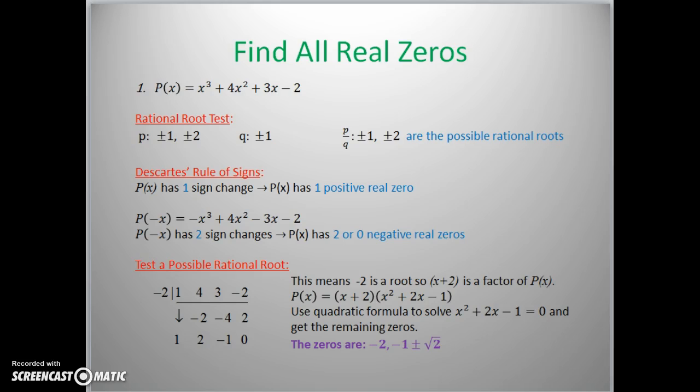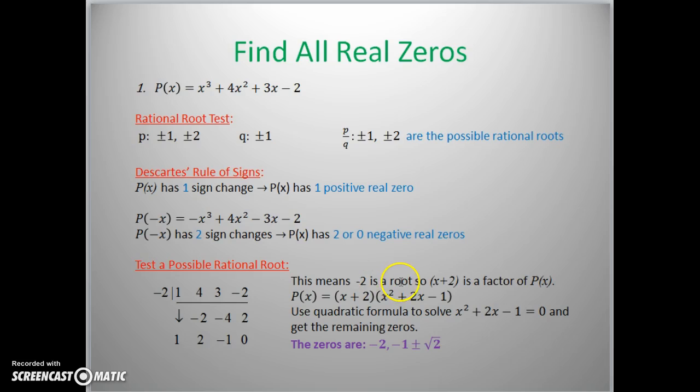Now, I also know that I have either 2 or 0 negative real zeros. So if I want to think of this as taking a gamble, I have to decide, well, what do I want to test first? And I have the potential for more negative zeros, so maybe I would have decided to pick a negative value first and then test that. No matter what you test first, the only one that will work in this case is negative 2. And again, sometimes there is more than one rational root that works, but in this case we only get one that works, and that's negative 2. I know that it works because when I divide synthetically, I get a remainder of 0.